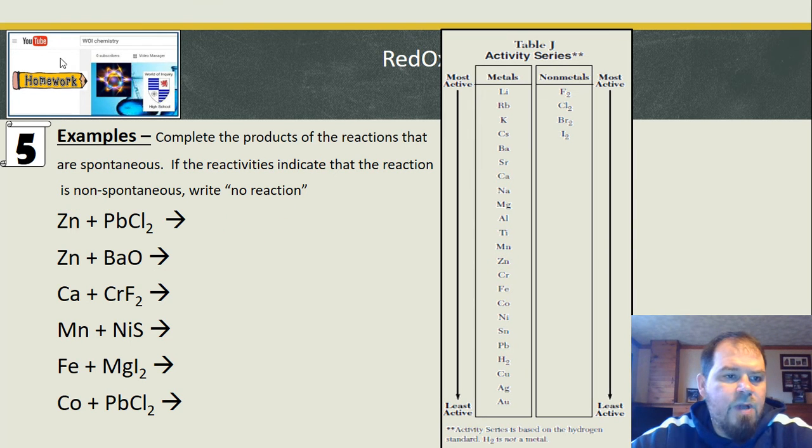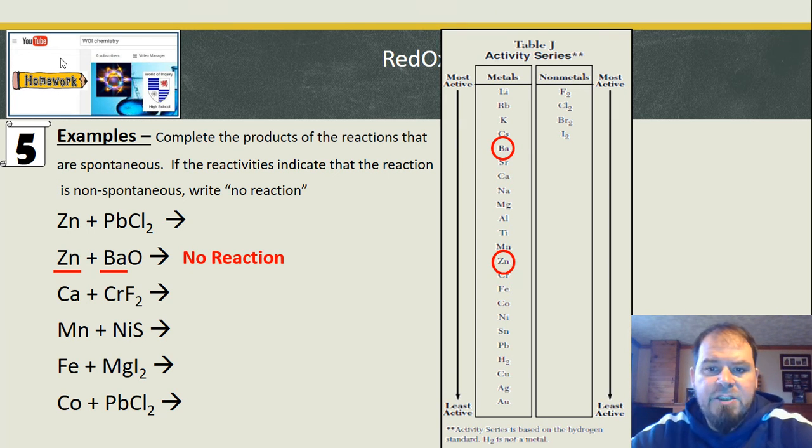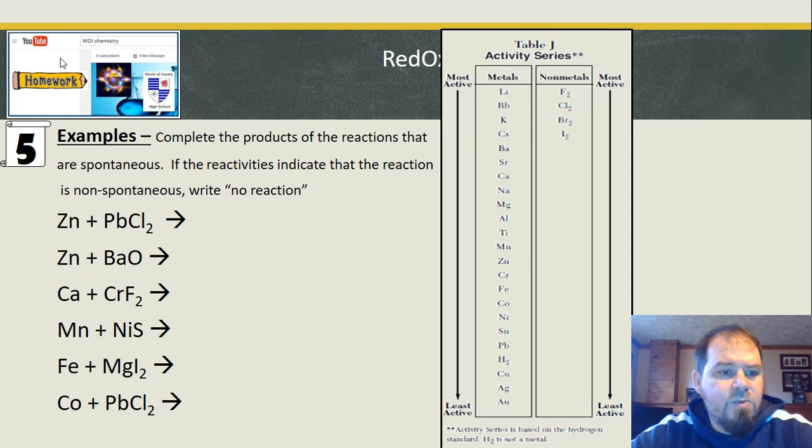Okay, so we're going to do another one with Zn and Ba this time. So there's Zn. In this case, I'm sorry, Ba, not BO. Ba is higher than Zn, so no reaction. This is a non-spontaneous reaction that isn't going to go all by itself. We probably have to power it with electricity or something to get it to go. We need to add some energy in some way. All right, next one, Ca and Cr.